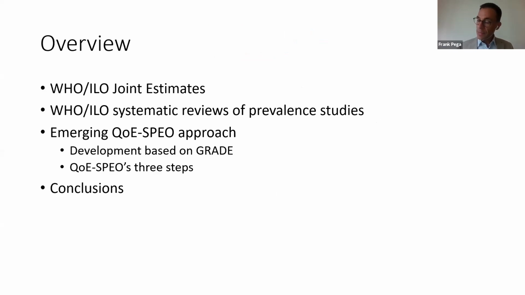Colleagues, in this presentation, I want to do the following things. I want to provide an overview of the WHO ILO Joint Estimates, which are basically the motivator that got us to develop this emerging approach. I want to talk about the systematic reviews of prevalence studies in occupational health that we're conducting as the base for producing joint global health estimates with the International Labour Organization. And I will then quickly introduce the emerging QSPO approach, how it's developed based on GRADE, and what its key 3 steps and components are before I finally draw some conclusions.